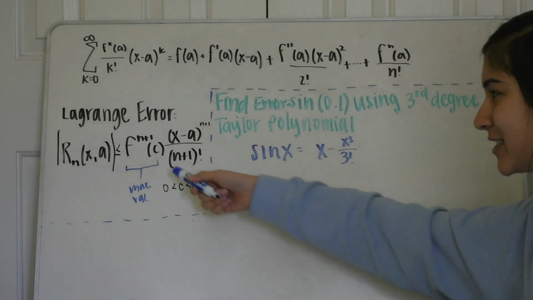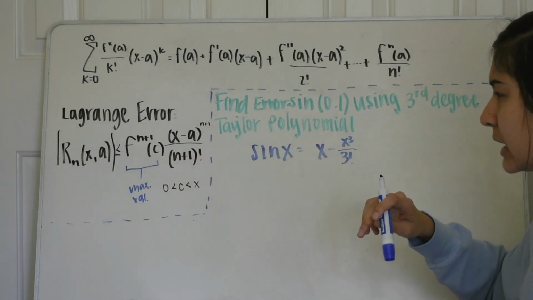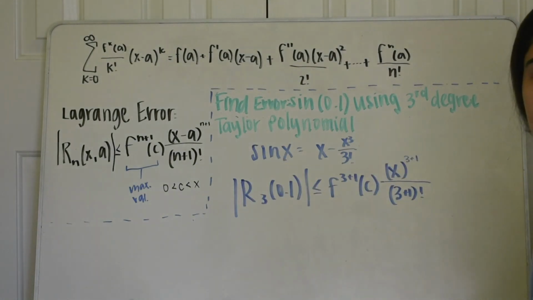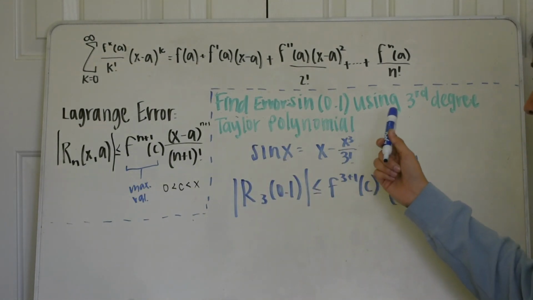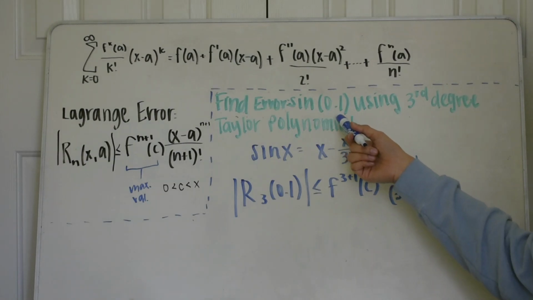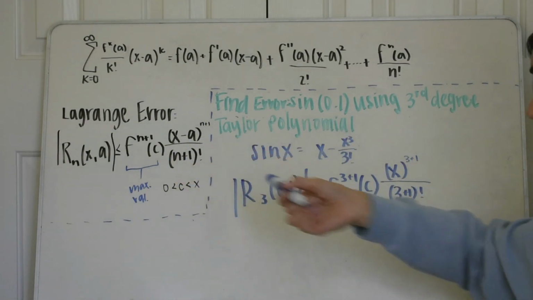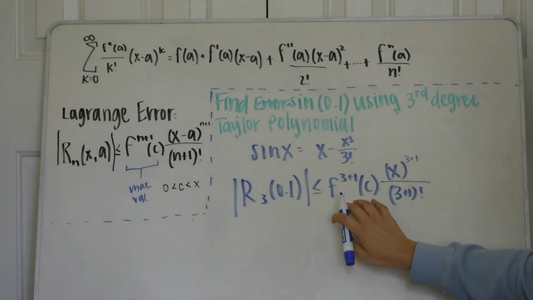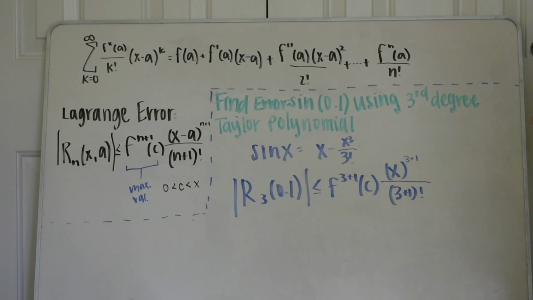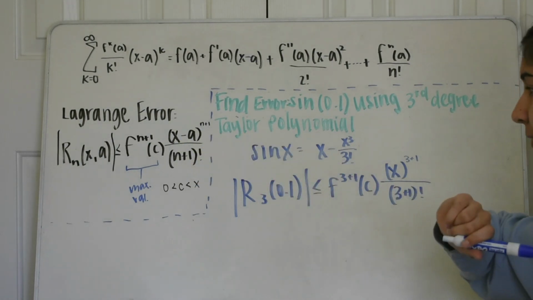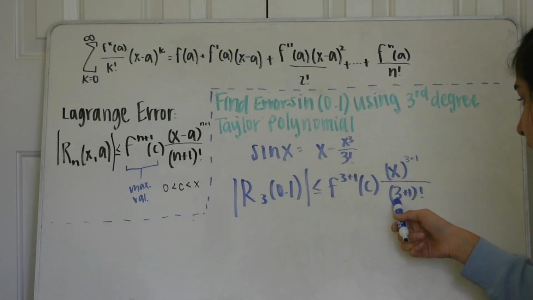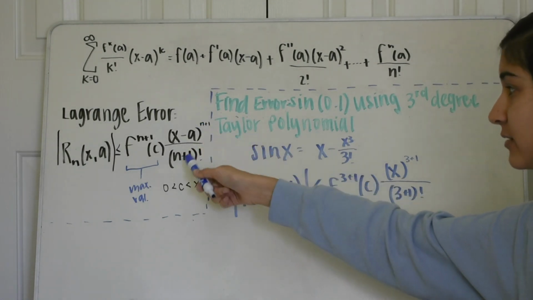Well, good thing we have an equation to help us. Let's try to contextualize what this means in terms of our problem. So here, I just plugged in the third degree polynomial of sine of 0.1 into our equation to help us. So this is basically asking us to find the maximum value of the next degree value of sine and multiply it by this. So for the third degree polynomial, it would just be x to the 4 over 4 factorial, n plus 1 factorial.